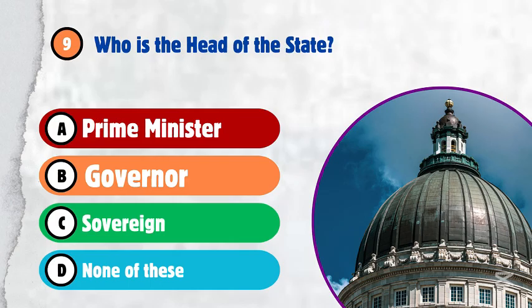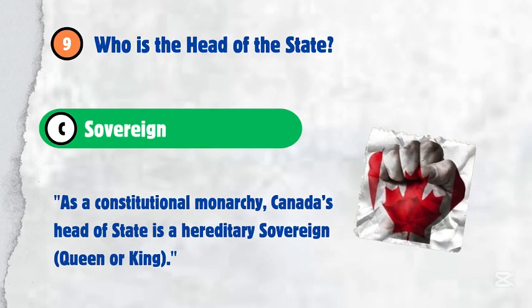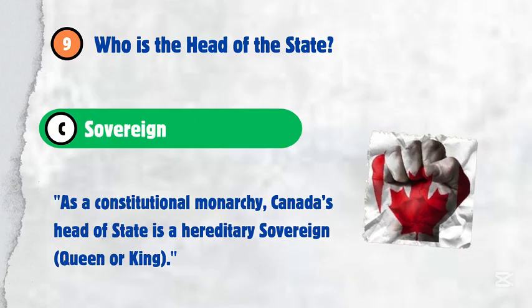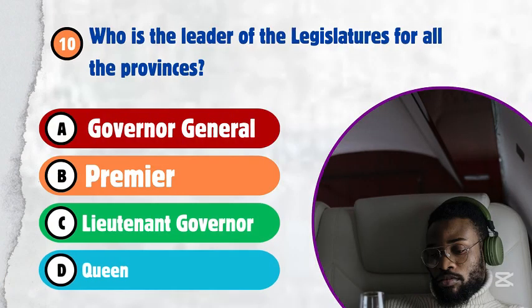9. Who is the head of the state? A. Prime Minister. B. Governor. C. Sovereign. D. None of these. Answer: C. Sovereign. As a constitutional monarchy, Canada's head of state is a hereditary sovereign, queen or king.